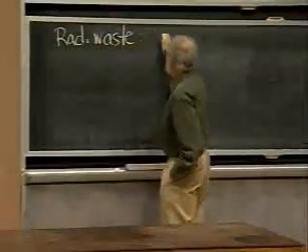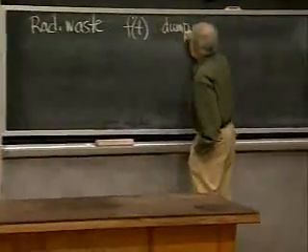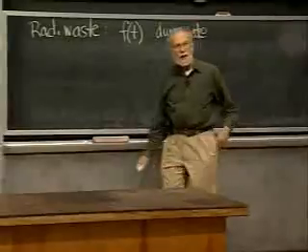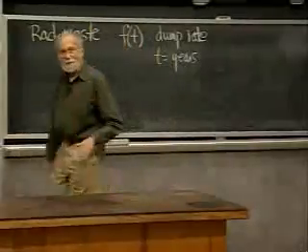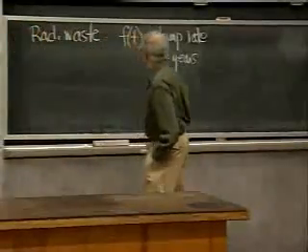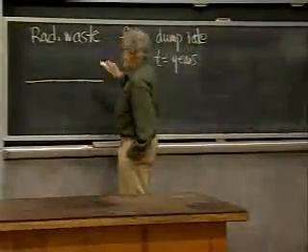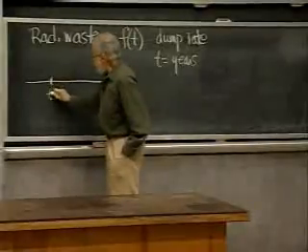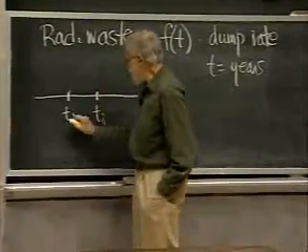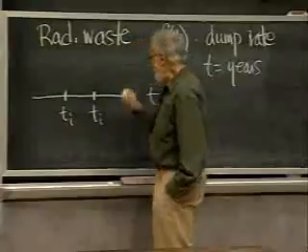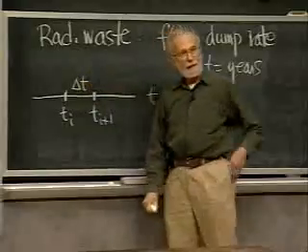So radioactive waste is dumped, and there's a dumping function. I'll call that f of t, the dump rate. That's the dumping rate. Let's say t is in years. You like to have units. And quantity, kilograms, I don't know, whatever you want. Now, what does the dumping rate mean? The dumping rate means that on the time axis, if I have two times which are close together, for example, midnight on two successive days, then there's a time interval between them. I'll call that delta t.